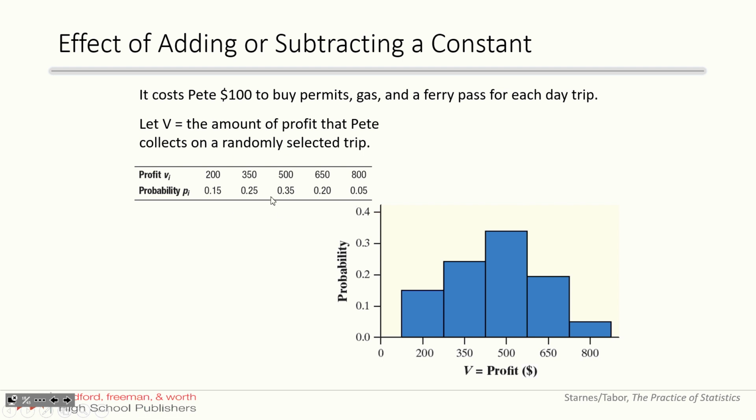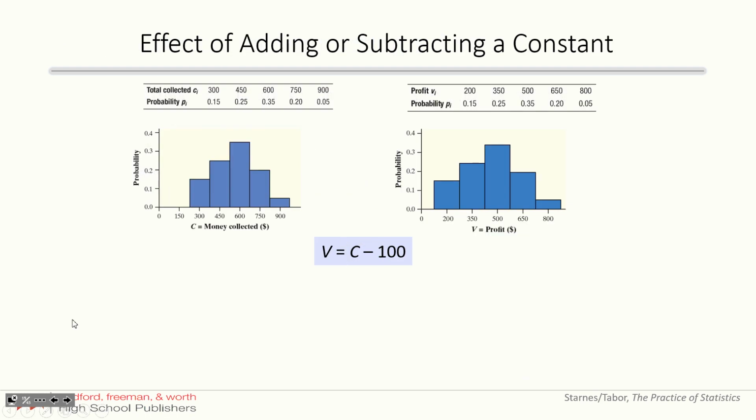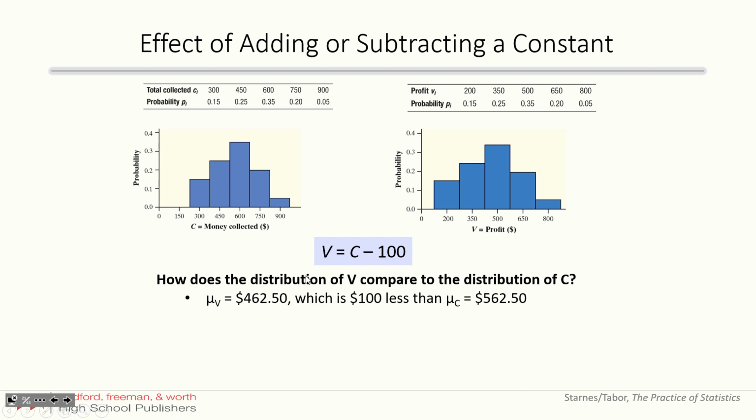That didn't change the chances of getting, for example, a $900 trip. It just changed the amount of money that he gets to keep, that he profits from. So we're going to call our random variable V, meaning his profit, C minus 100. C was the random variable defined to be the amount of money that he collected. So I can just shift literally all these histogram values to the left to get this one here. How does the distribution of V compare to the distribution of C?